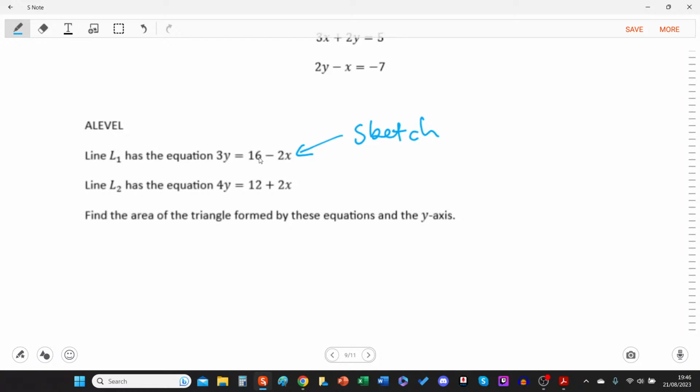To sketch it, we need to get these into the proper format, which is simply y on its own. So we've got 16 over 3 minus 2 over 3x. And this bottom one, let's get rid of that sketch so we're not confused.